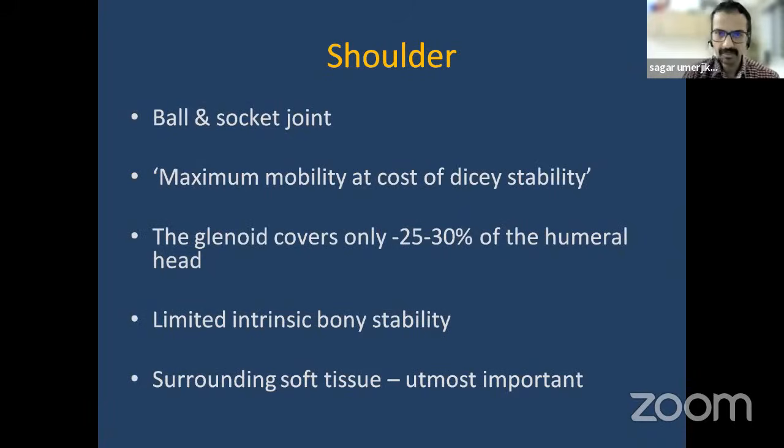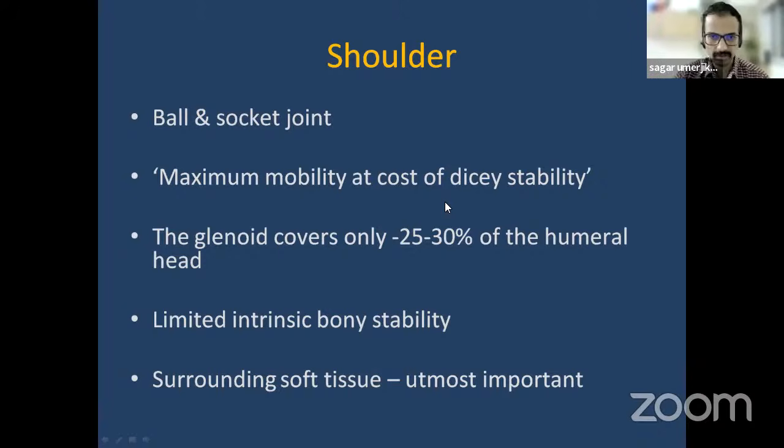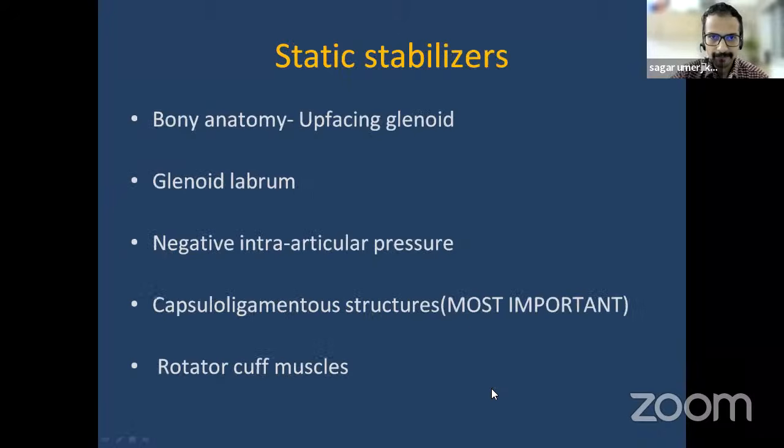So, speaking of an introductory part, the shoulder anatomy and its biomechanics. The shoulder is a ball and socket joint, and it has maximum mobility at the cost of dicey stability. So it all comes at a cost. The mobility is very high, but the stability is definitely compromised, and the glenoid covers only 25 to 30% of the humeral head, and this leads to limited intrinsic bony stability. So the surrounding soft tissue is very important for the stability of the shoulder joint.